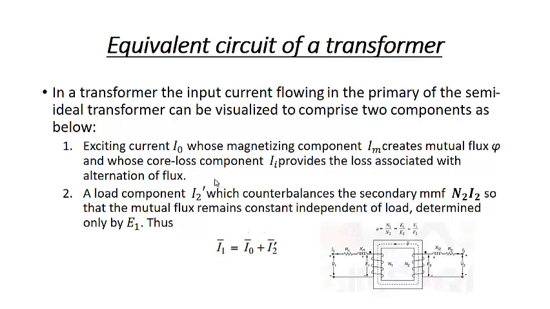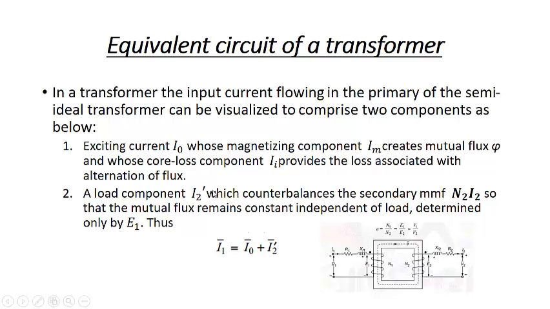operation of the transformer, where we have assumed that on no load the transformer draws a current of I0. So this I0 comprises of two components. One is the perpendicular component, or we can say quadrature component, which is responsible for producing the mutual flux. Another is the in-phase component, that's Ic, which is responsible for the core losses, that's eddy current losses and hysteresis losses. A load component I2 dash, which counterbalances the secondary EMF, this N2 I2.